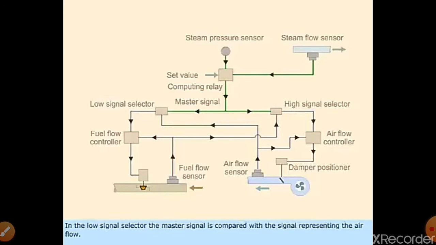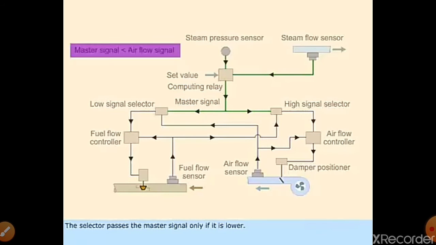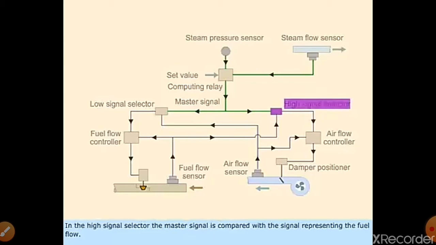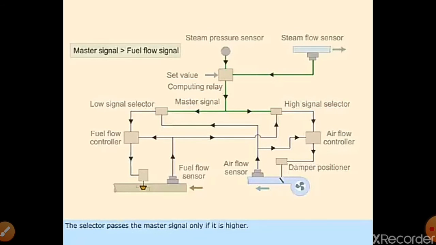In the low signal selector, the master signal is compared with the signal representing the airflow. Here the master signal represents airflow. The selector passes the master signal only if it is lower. In the high signal selector, the master signal is compared with the signal representing the fuel flow. Here the master signal represents the fuel flow signal. The selector passes the master signal only if it is higher.